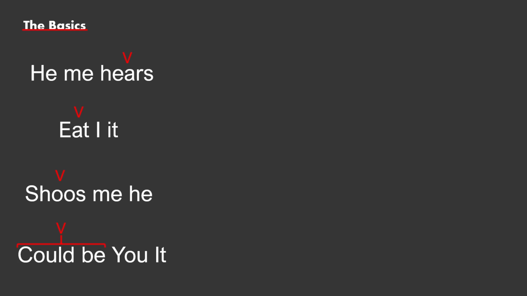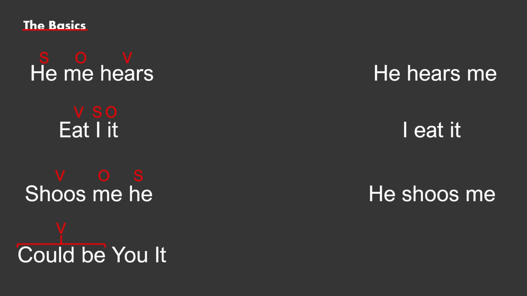However, here's the fun part. We can actually determine from this which are the subject and object. Just by looking at it, you can probably figure out what the sentence should be in normal word order. The first one, "he, me, hears". The he is the subject and me is the object. He hears me. The second one, I is the subject, it is the object. I eat it. The third sentence, he is the subject, me is the object, he shoes me.